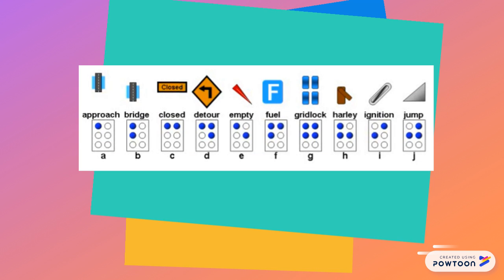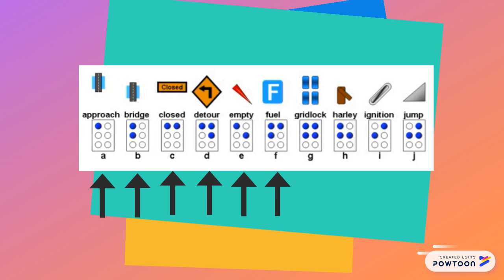One day you want to cross a river, so you approach a bridge, but it's closed. So you take a detour but realise you're on empty. So you fill up with fuel, but now you're in gridlock. So you trade your car for a Harley, turn the ignition on and jump over the river.